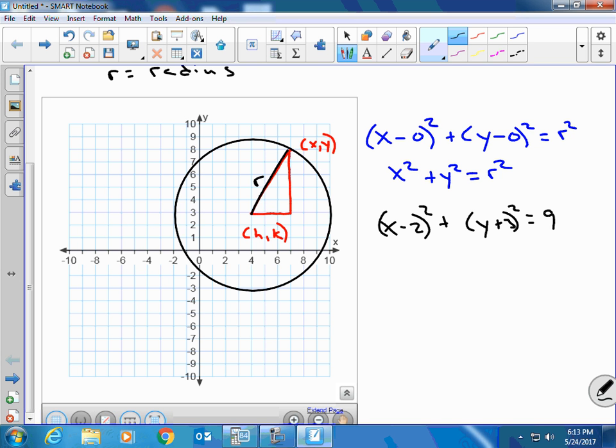So if we think back to a right triangle in geometry, what is the relationship between the three sides of a right triangle? It's a squared plus b squared equals c squared, right? This length down here is A, this length here is B, and the hypotenuse is C. Well, we just said the hypotenuse is called R. So there's my C squared. Well, what's the length of that A?